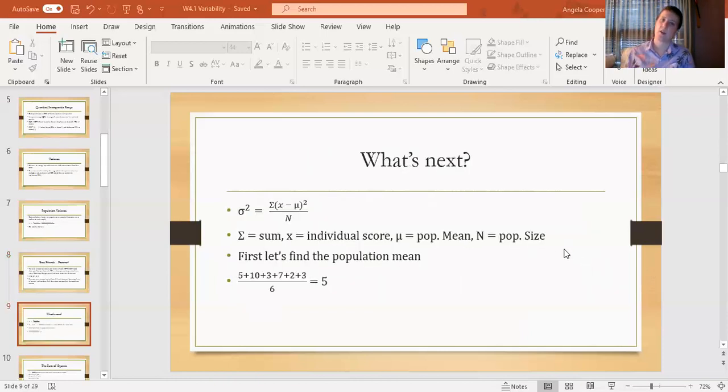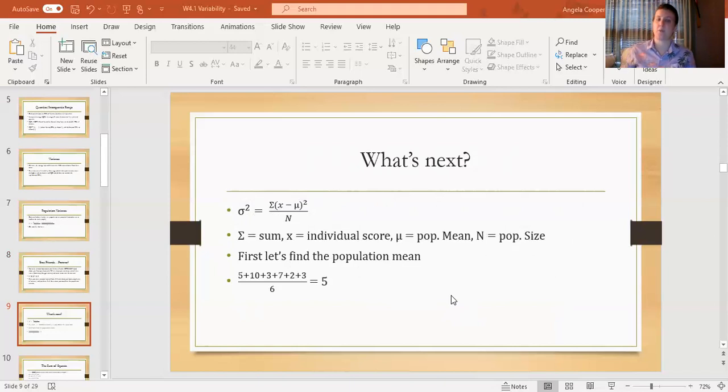Okay, so here's the formula again, where sigma squared represents population variance. So this population variance equals the sum of each individual score minus the population mean, squared. But first, before we do that, we have to find the population mean, right? In order to do that, population mean and sample mean are calculated the same way. Mean is mean. So you just add all of the scores up and divide by the total number of scores there were.